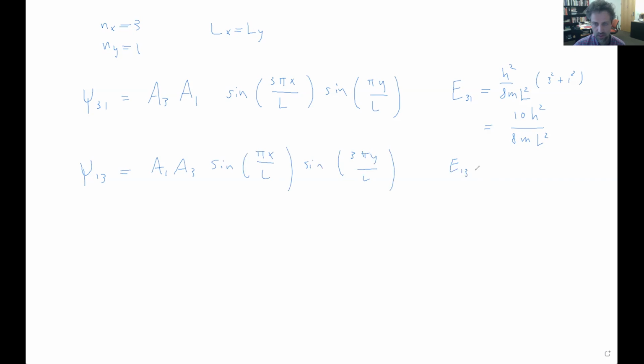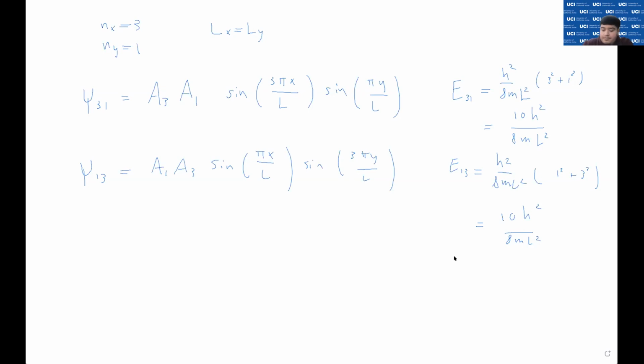1, 3. The energy is the same. 8ml squared, because it's now just 1 squared plus 3 squared, which is the same number, 10 h squared over 8ml squared.